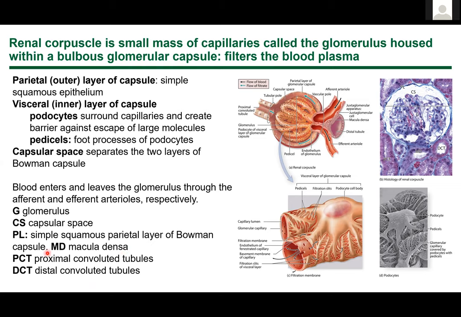All right, so if you look at this picture up here, this refers to the abbreviations here. So glomerulus is the whole thing. So this mouse is not cooperating. This wad of capillaries, the corpuscle is the whole thing, including the wad of capillaries and the space it sits in. The capsular space is just the distance between the glomerulus and the parietal layer of the capsule. And then we've got the macula densa. So if you look, well, let's get my magnifying glass again.